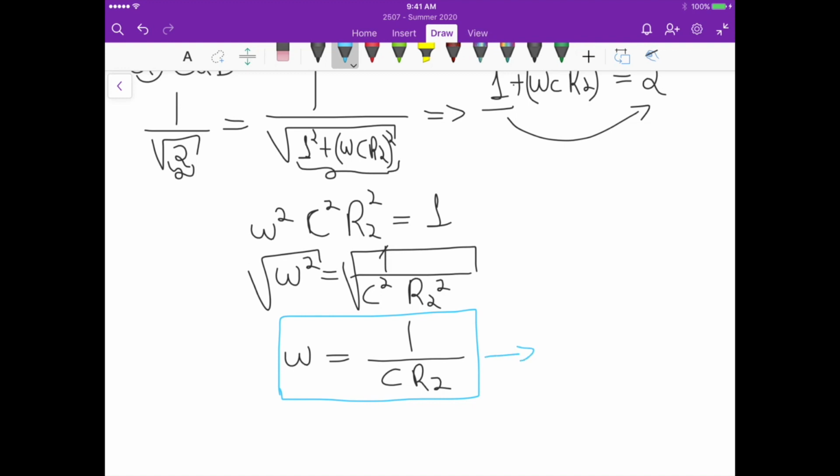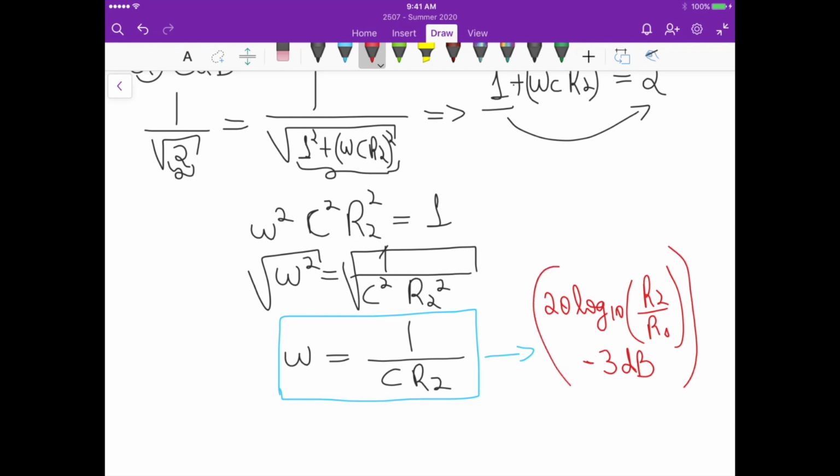Exactly at this frequency, we have the magnitude in dB as 20 log 10 of R2 over R1 minus 3 dB.